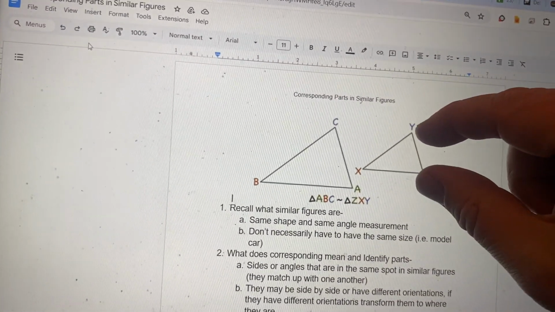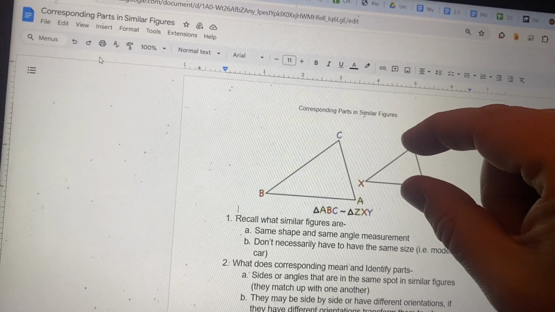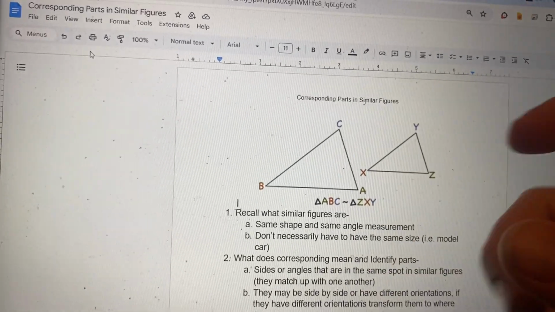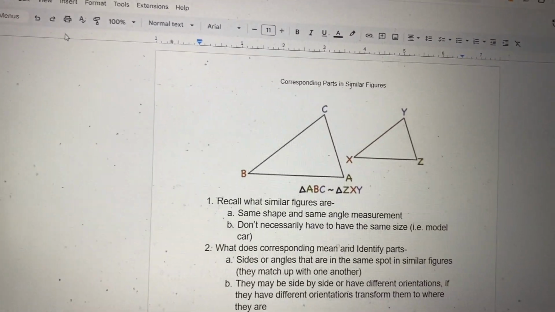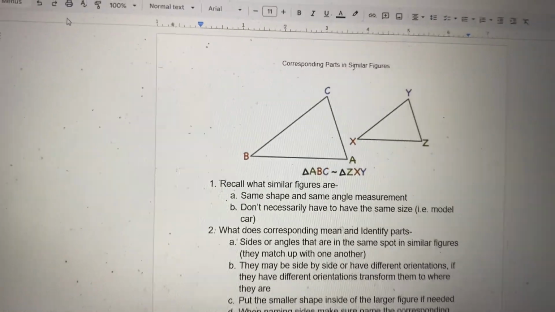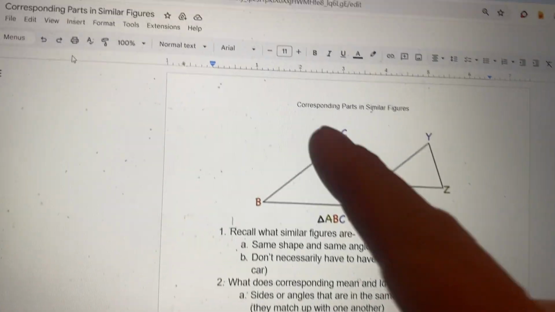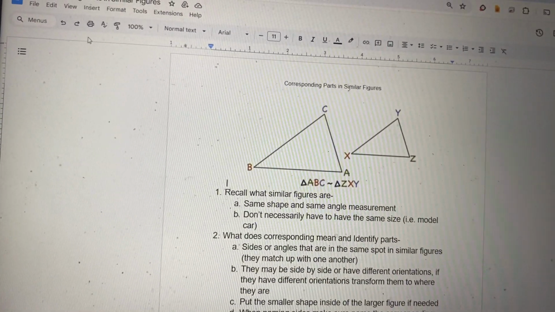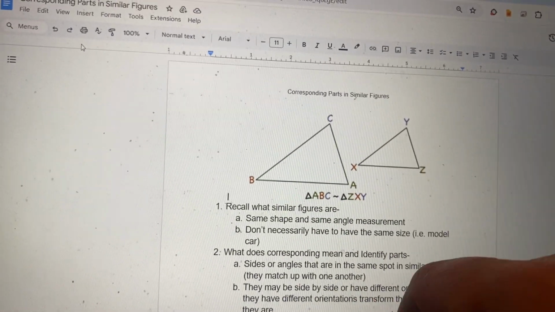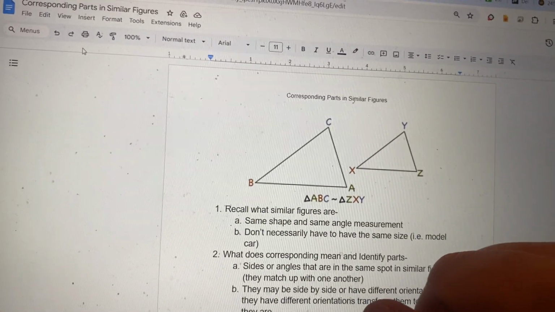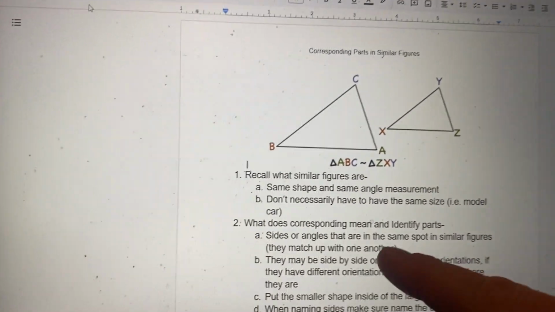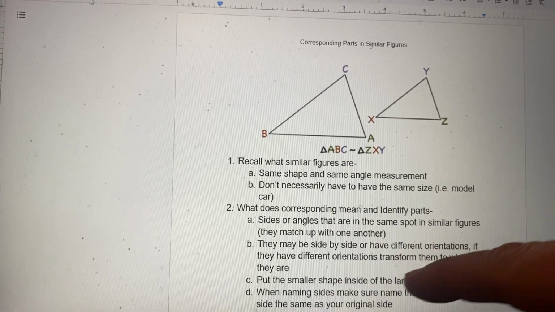So this one has been shrunk to make this one, or this one has been expanded to make this one. Kind of like when you zoom in, zoom out on your phone. It just resizes it. It doesn't change what that shape really is. So what does it mean for us to have corresponding parts? The corresponding parts, like I already pointed out, we have the angles. Angle A and angle Z should be the same. Angle B and angle X should be the same. Angle C and angle Y should be the same. They should be congruent. That's what it says right down here.